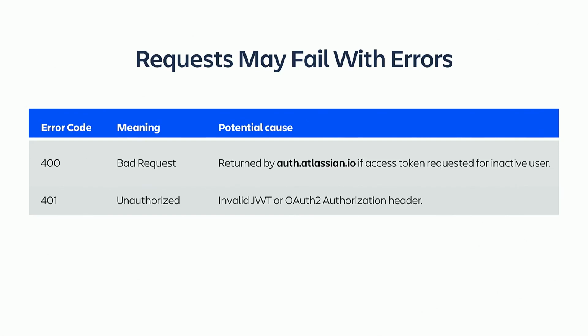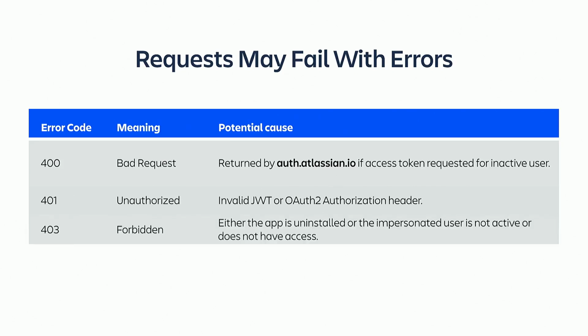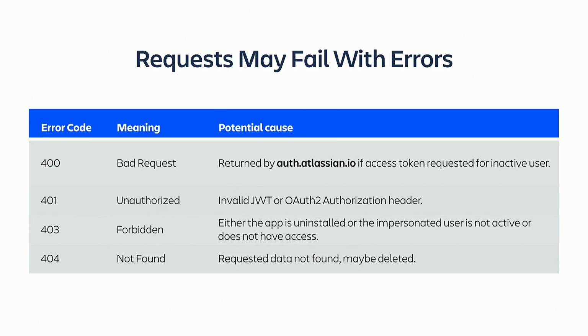You might get an unauthorized 401 response, typically when a JWT token is invalid for some reason. You might get 403 errors, which means forbidden. Then either your application is no longer active, or the impersonated user is not active, or does not have access to that resource. But sometimes it also might mean different things, as I have discussed with some other vendors.